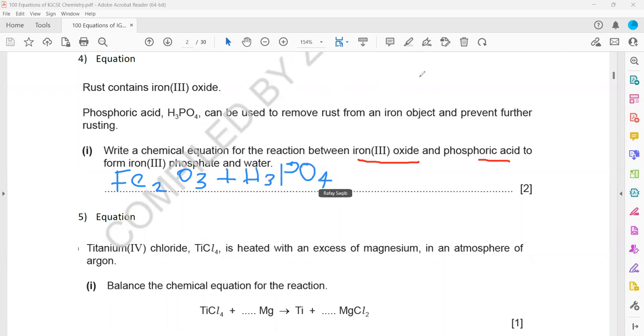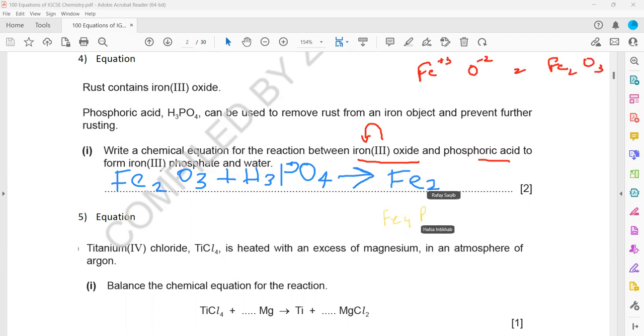Iron(III) oxide, the Roman numeral represents the oxidation number. So iron is +3 and oxygen is group 6, so -2. So the iron(III) oxide formula will be Fe2O3. That's right. Then the phosphoric acid formula is already given. As we know, sulfuric acid gives sulfate salt, nitric acid gives nitrate salt, hydrochloric acid gives chloride salt. So phosphoric acid gives phosphate salt. And what is the valency of the phosphate? The valency of phosphate is 3.